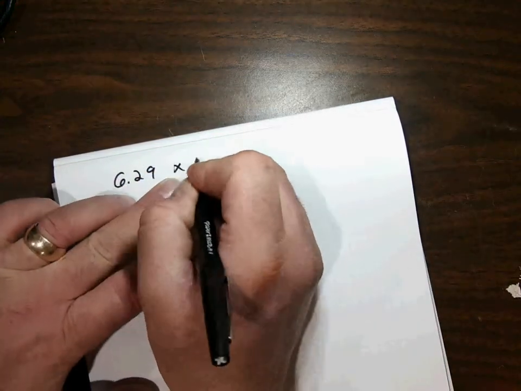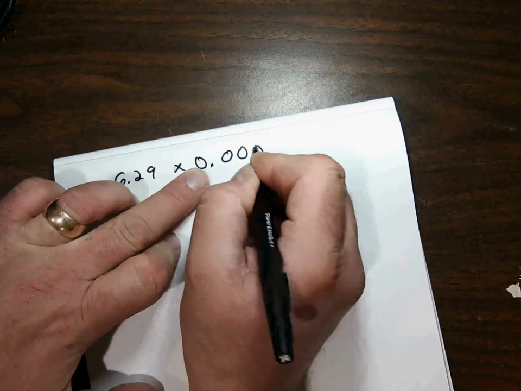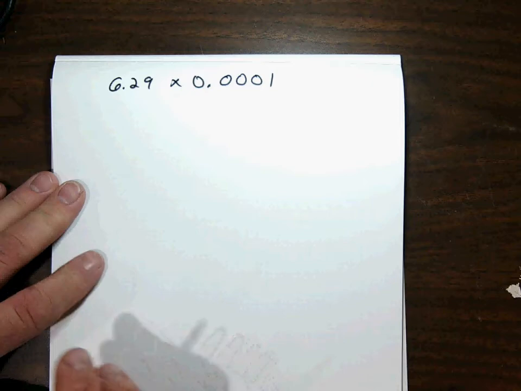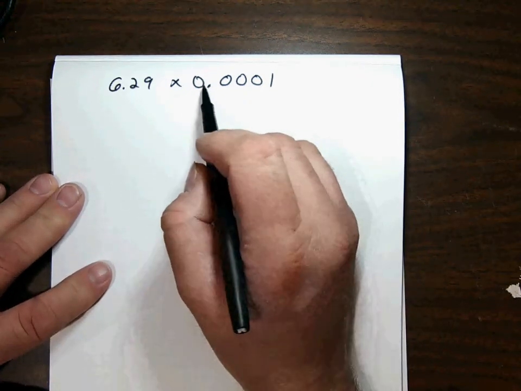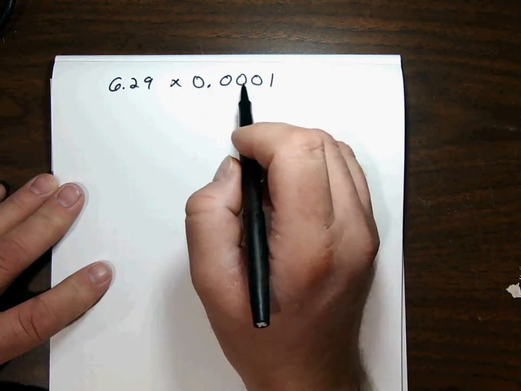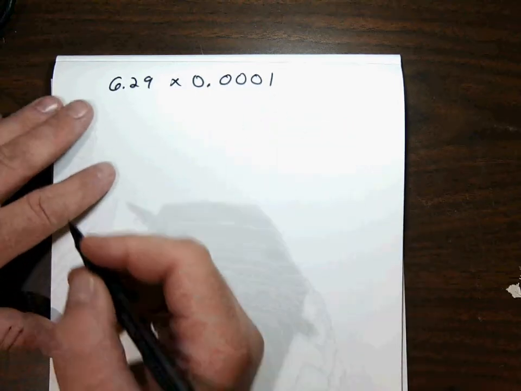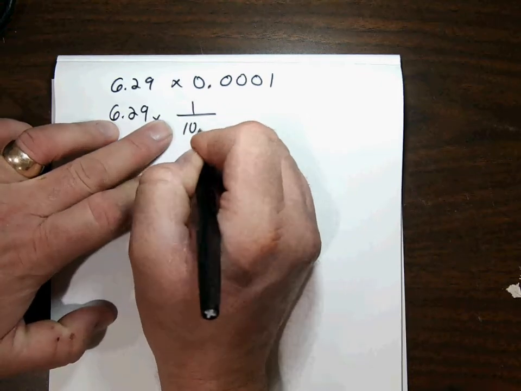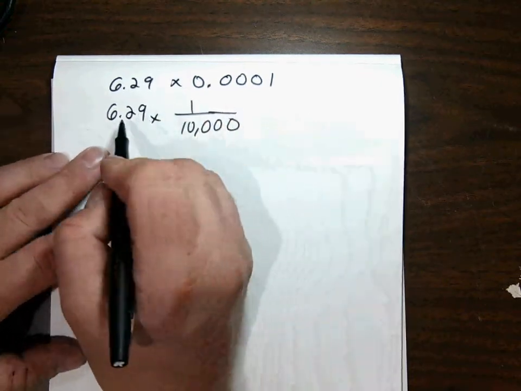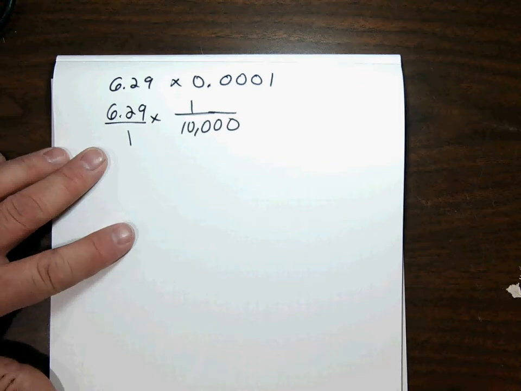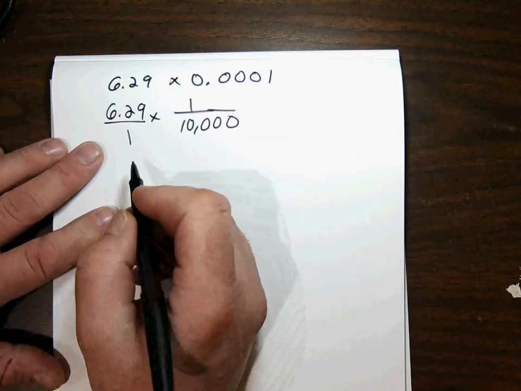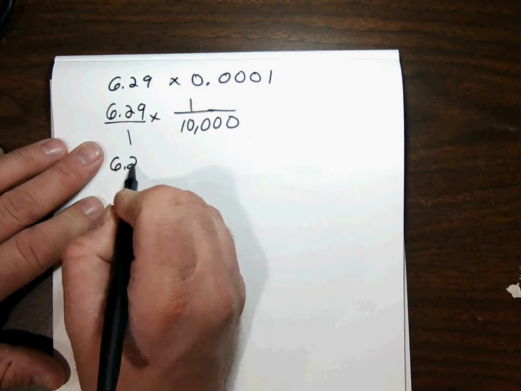6.29 times 0.0001. Ooh, now what am I going to do? Well, 0.0001, what did we say that was? Tenths, hundredths, thousandths, ten-thousandths. That's the same thing as saying times 1/10,000. Slap a denominator of 1 under there. I know I'm using a classic times sign when I said we don't really do that in algebra, and we don't, but I'm doing it here, so bear with me.